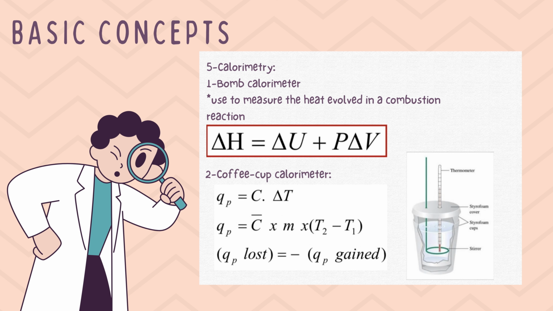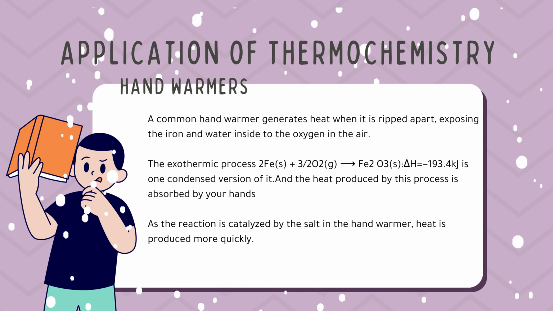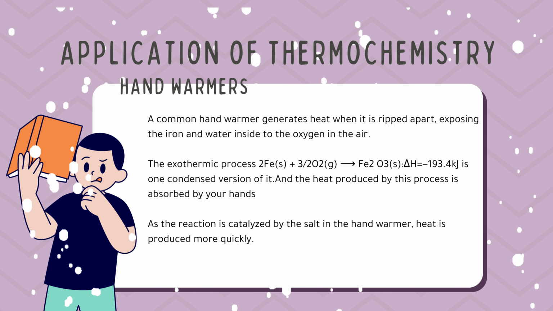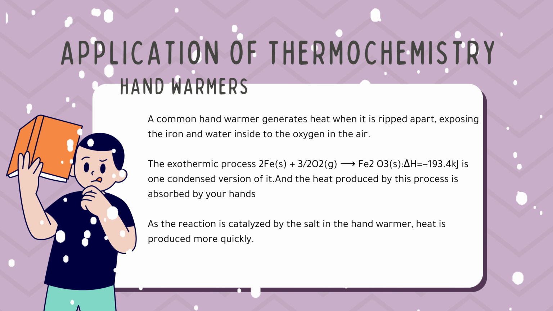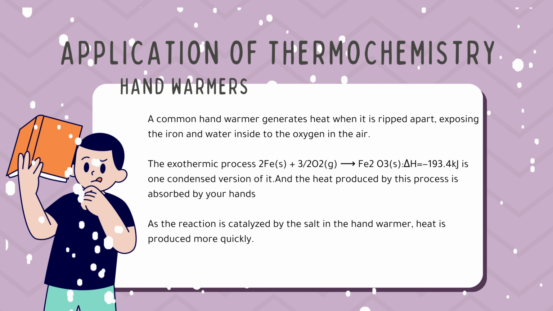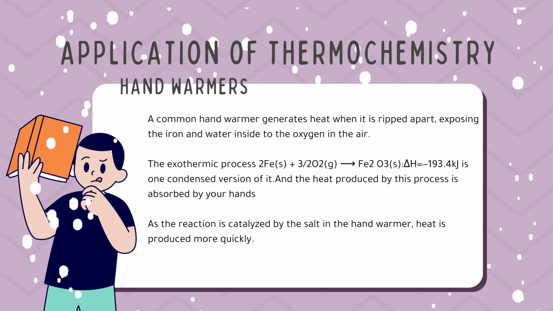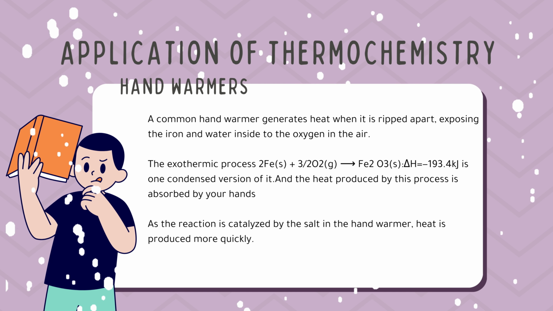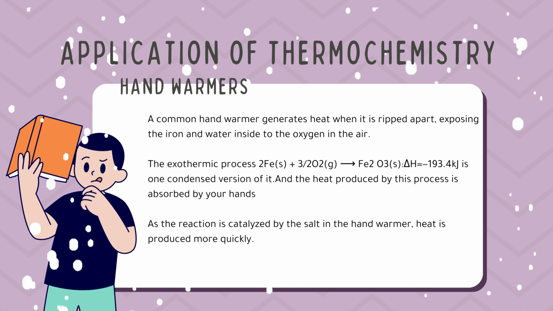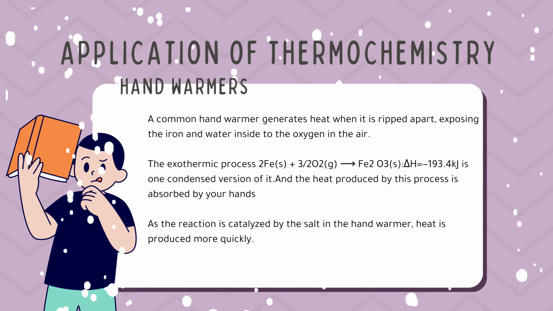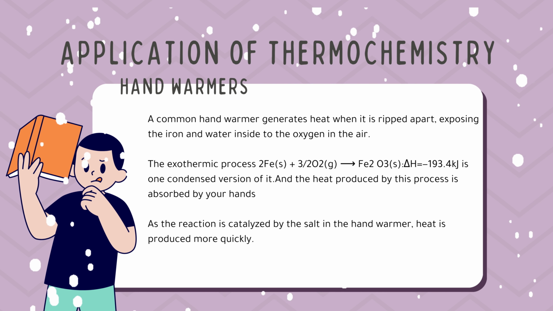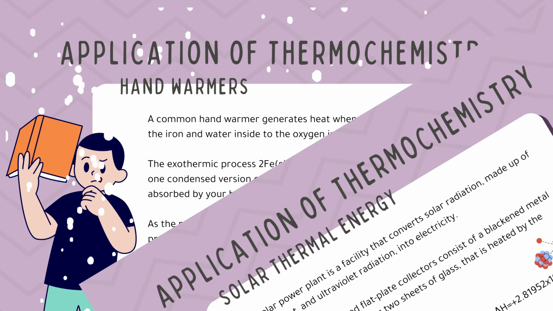Coffee cup calorimeter. You keep your hands warm when working or playing outside on a cold day. A common hand warmer generates heat when it is ripped apart, exposing the iron and water inside to the oxygen in the air. The exothermic process is one condensed version of it. The heat produced by this process is absorbed by your hands as the reaction is catalyzed by the salt in the hand warmer. Heat is produced more quickly.